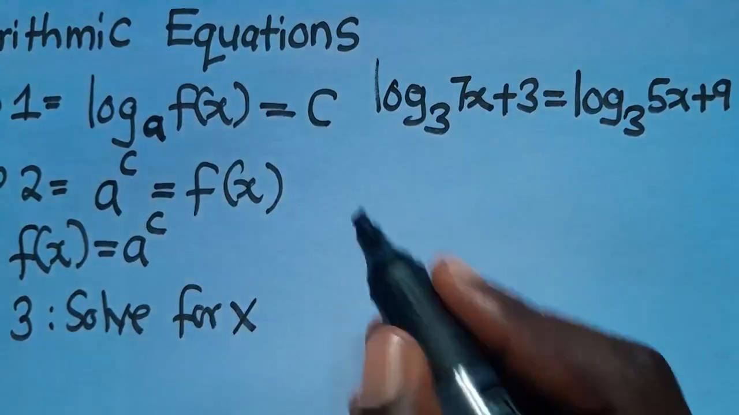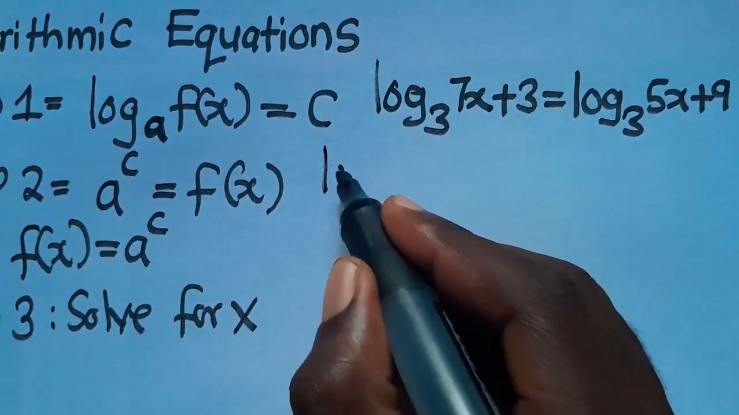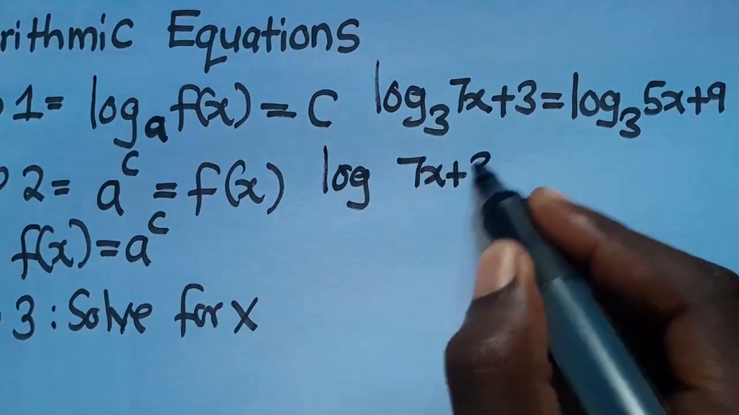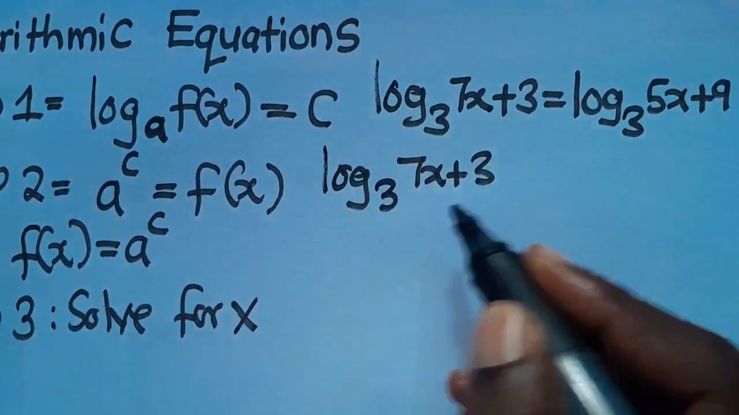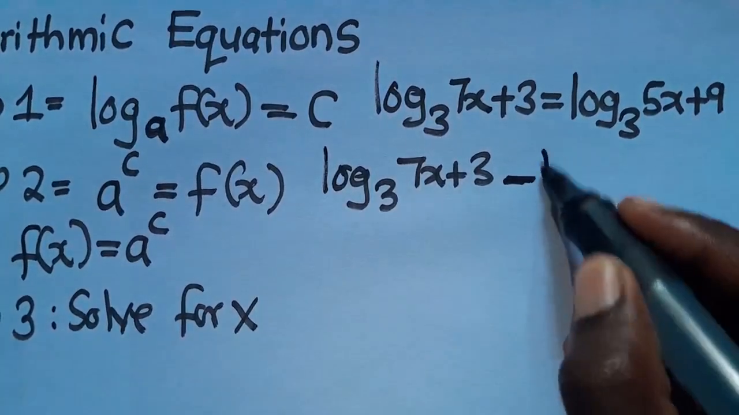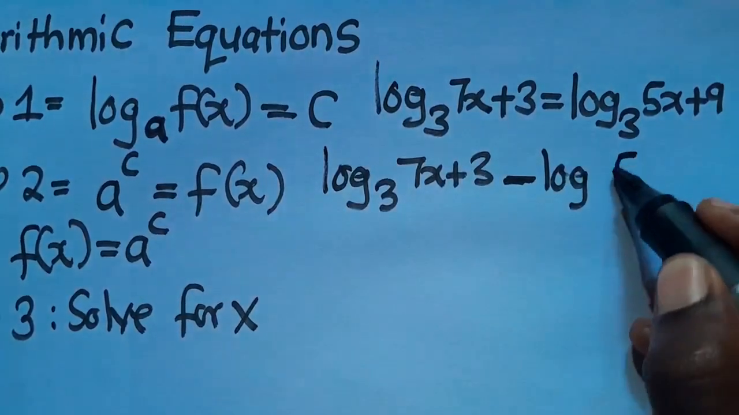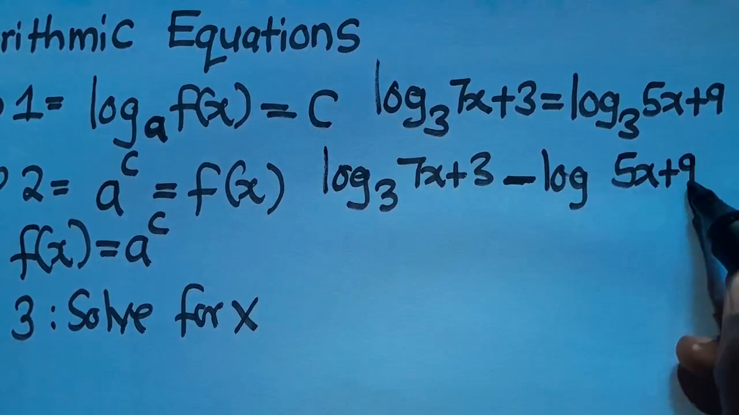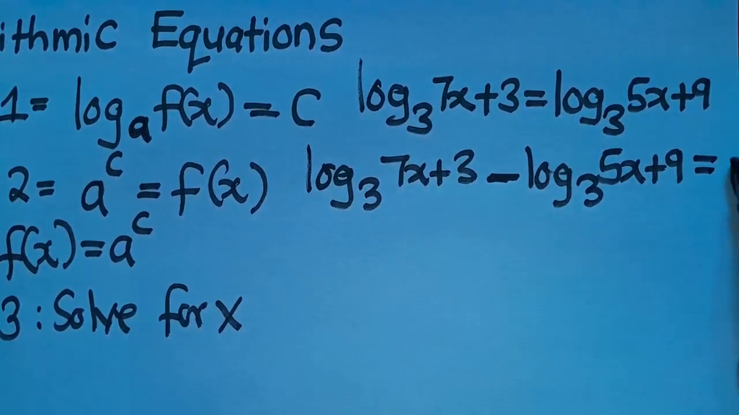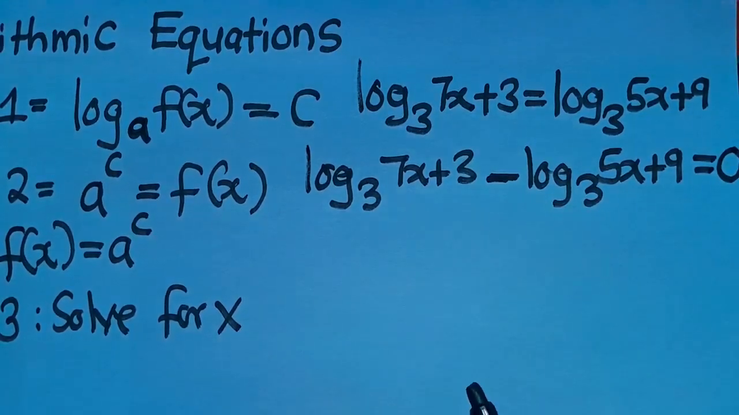So what you are going to do is this. You are having log of 7x plus 3 base 3. When this comes to this side, we are going to have minus log of 5x plus 9 base 3, which should be equal to, we are going to have a 0 there.